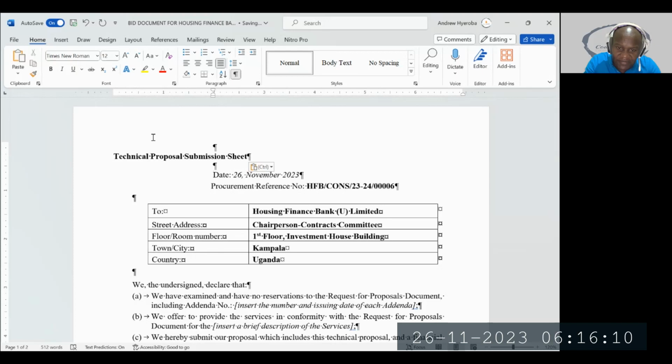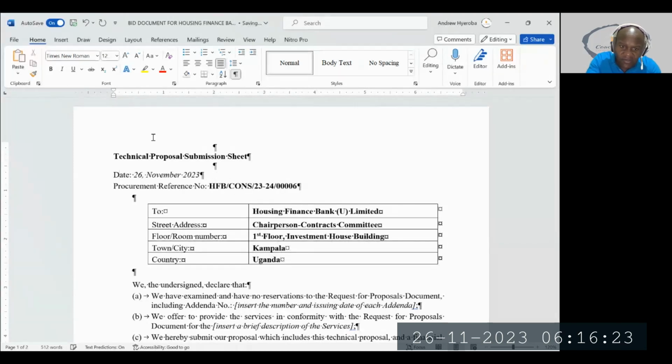Should I have captured this also? It's okay. Control R.